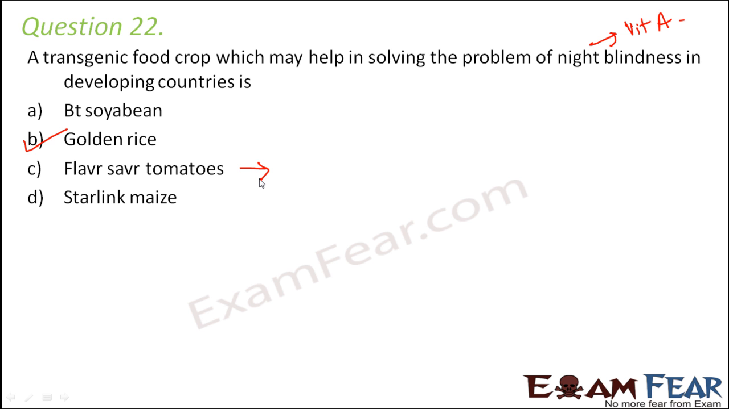So how does that happen? So why is it that they remain fresh for a longer period of time? Because the gene producing polygalacturonase is inactivated, and this polygalacturonase causes over ripening or ripening of the tomatoes. Now, since this gene is inactivated, therefore the over ripening is prevented and therefore they remain fresh for a longer period of time.